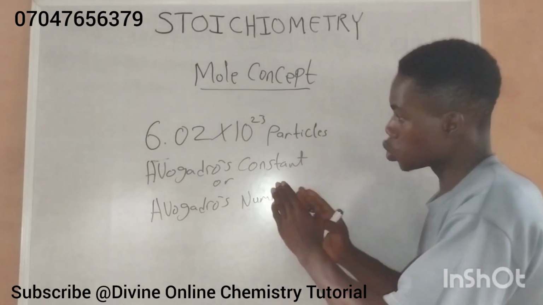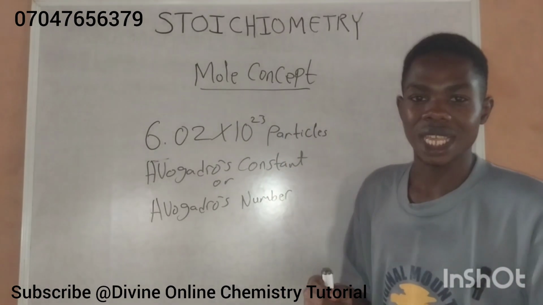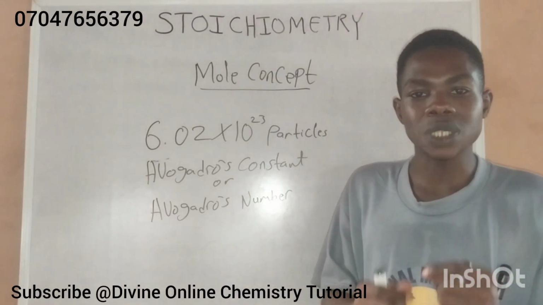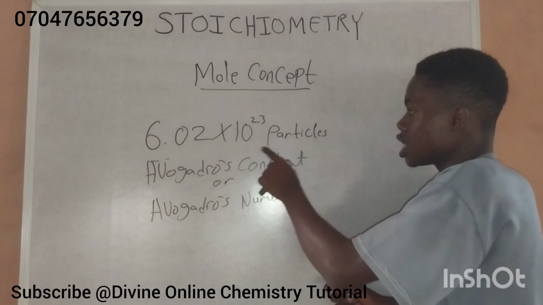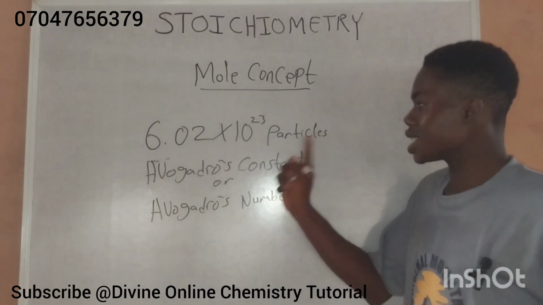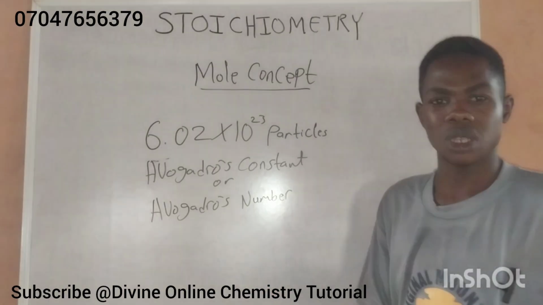So please take note of this under mole concept. Earlier on I said that a mole is the amount of a substance that contains 6.02 times 10 raised to the power 23 particles, and that this value is known as Avogadro's constant or Avogadro's number.